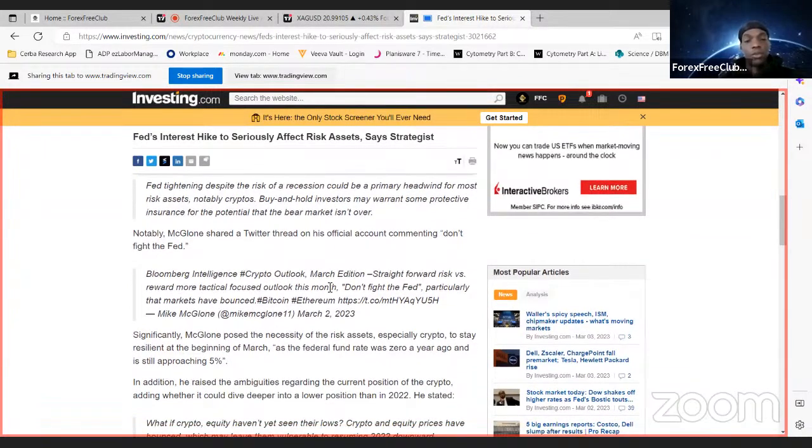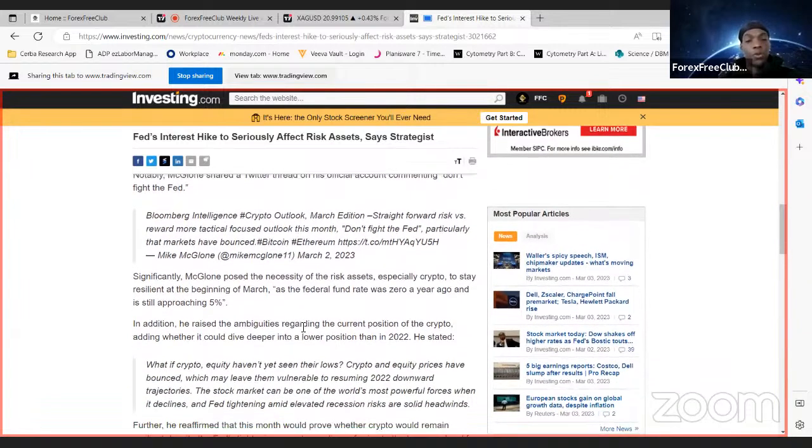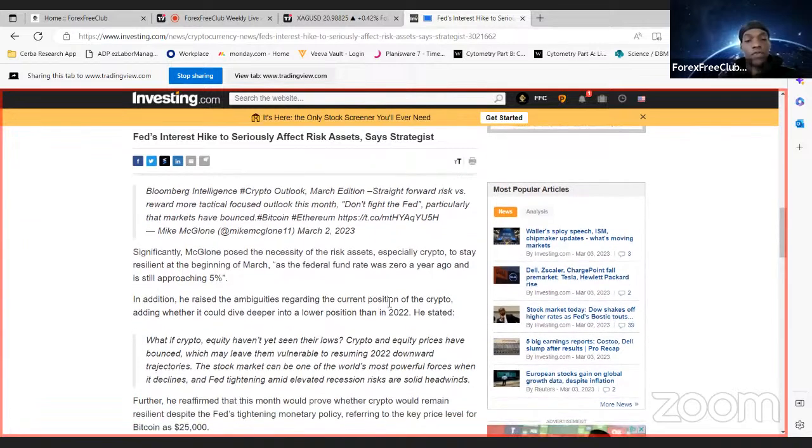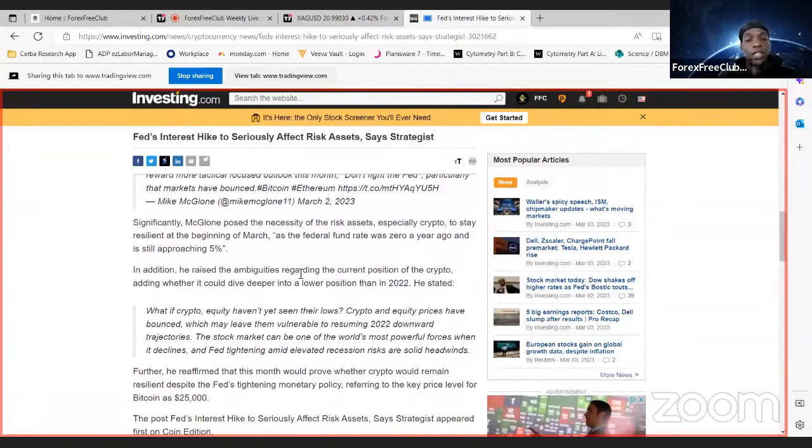Bloomberg Intelligence Crypto Outlook March edition, straightforward risk versus reward, more tactical focused outlook this month. "Don't fight the Fed, particularly that markets have bounced." Significantly, McGlone posed the necessity of the risk assets, especially crypto, to stay resilient at the beginning of March, as the federal fund rate was 0 a year ago and is still approaching 5%. In addition, he raised the ambiguities regarding the current position of the crypto, adding whether it could dive deeper to a lower position than in 2022.